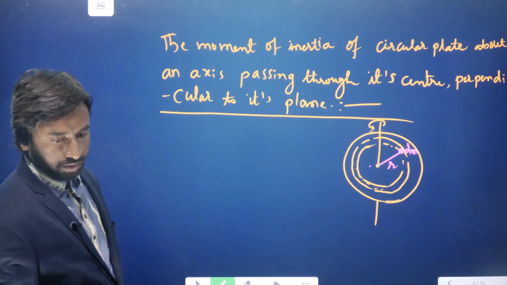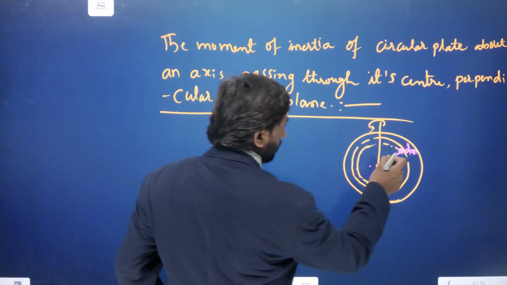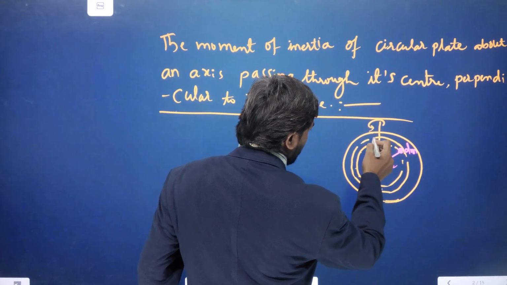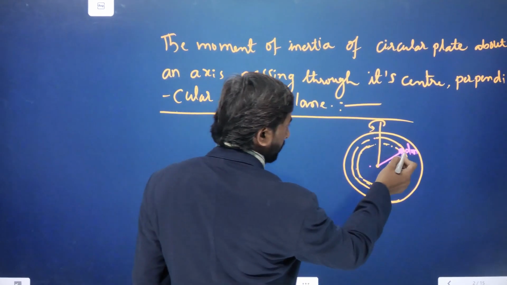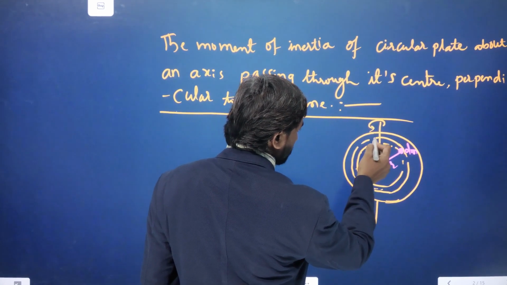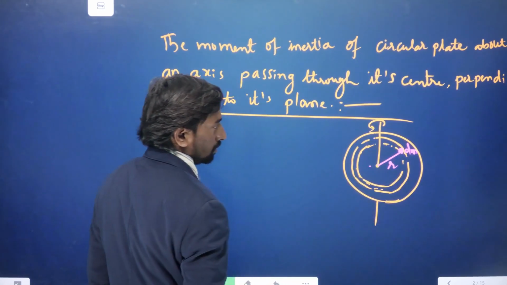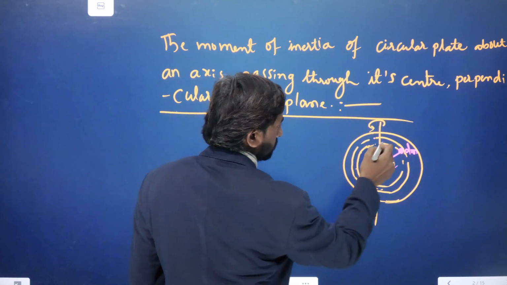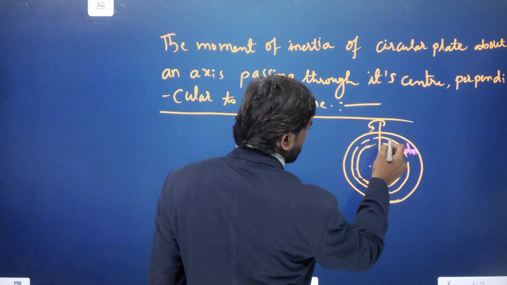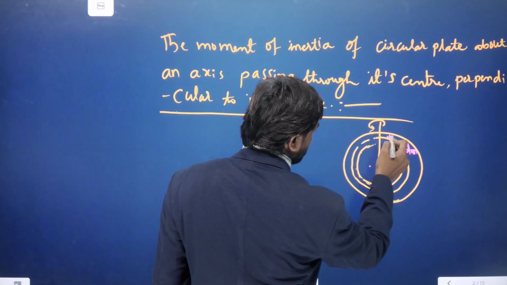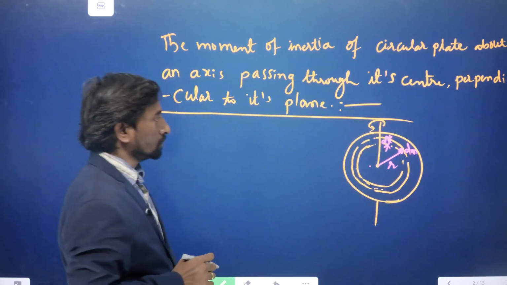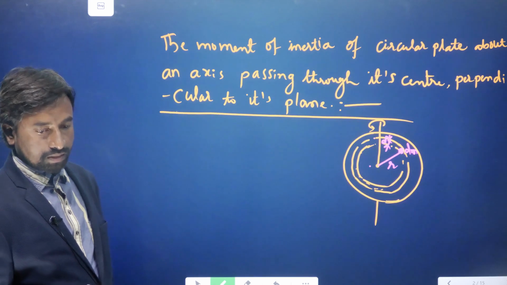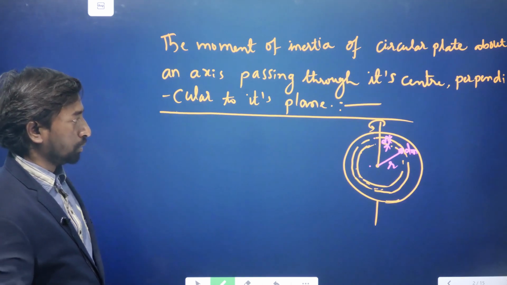And this dm mass will be considered about this axis. The distance is a dx distance. So this will be the dx distance we consider. Now we should consider mass per unit area.